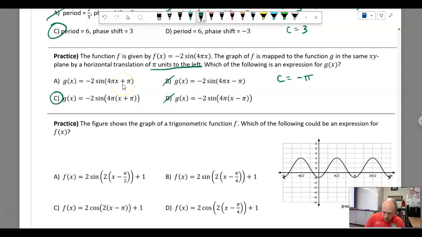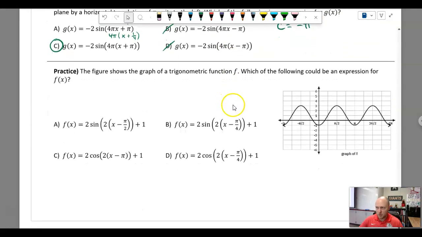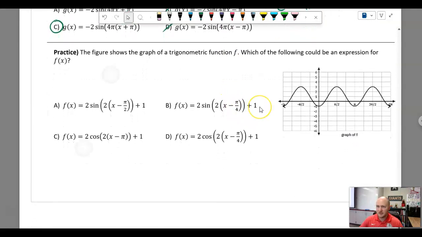And to figure out what our true C value here would be, I would have to factor out a 4 pi, and then that would be x plus, I think, 1/4. That would give us that one. So it would only be a C value of -1/4. Okay? All right, last practice one here for this lesson.